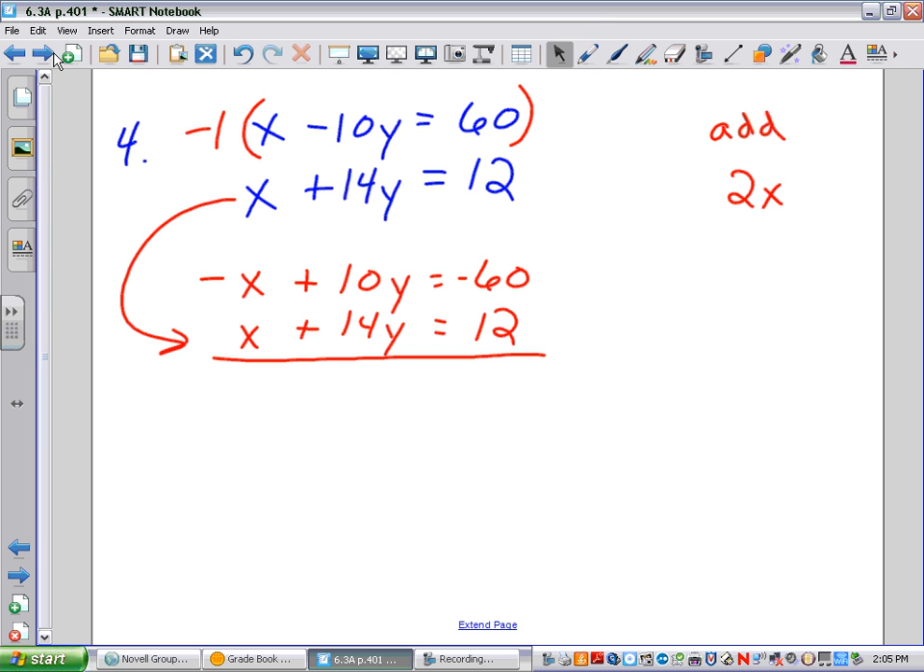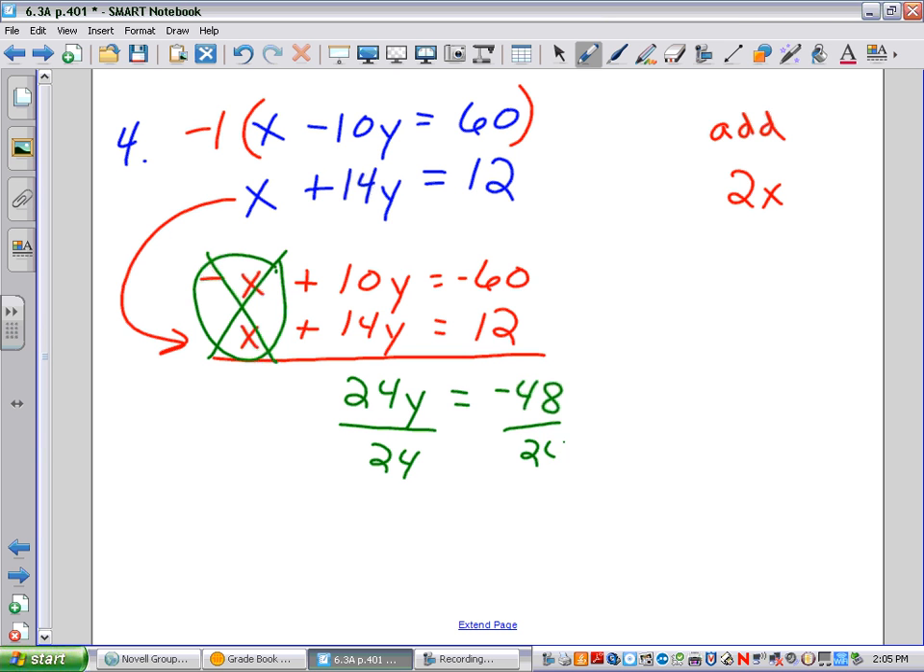Draw my line. I'm ready to add. This column right here is my opposite, so in essence they are eliminated, which really means when I add them together they make 0. The next column, 10 and 14 make 24y. And then negative 60 plus 12 is a negative 48. Almost done. Divide by 24. So y is negative 2. There's one of my answers.